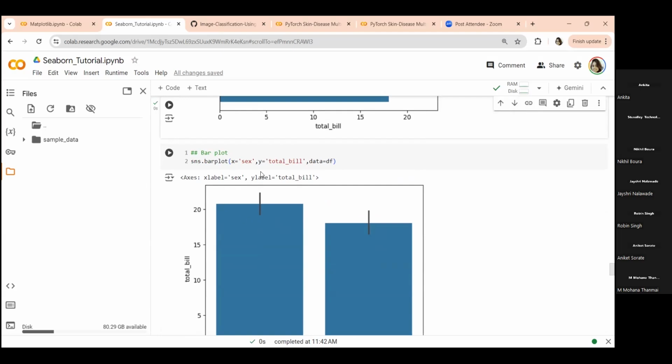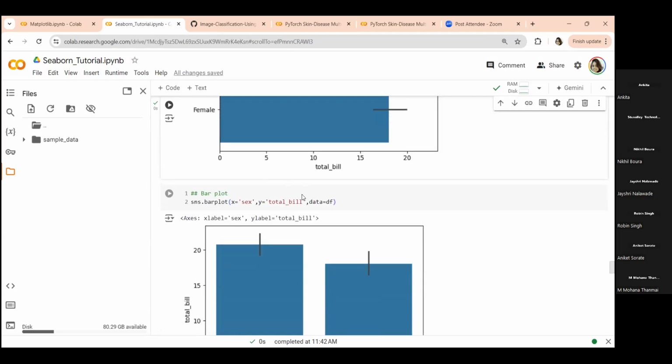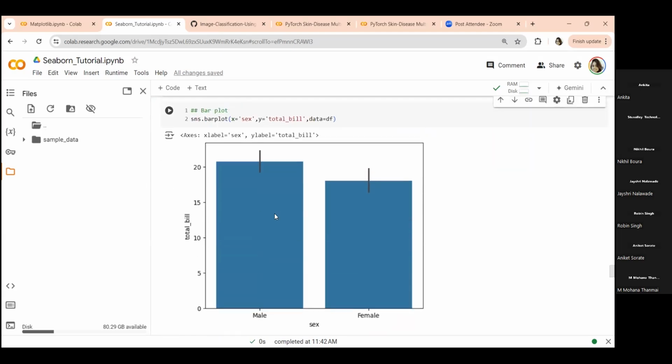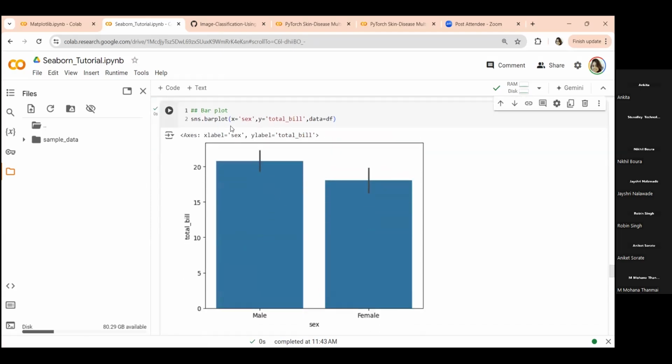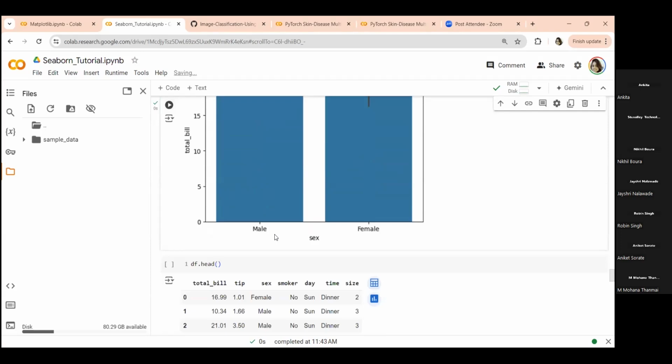When we change the x value and the y value, the bar plot representation also changes. So this is a vertical bar plot, and this one is the horizontal bar plot. Why is this output horizontal? Because here the sex feature is present on the x-axis, and the total bill feature is present on the y-axis. After executing this, our bar plot is in the vertical representation.